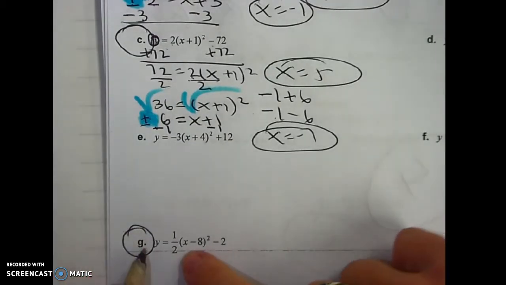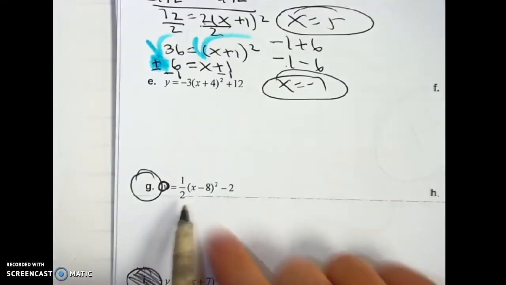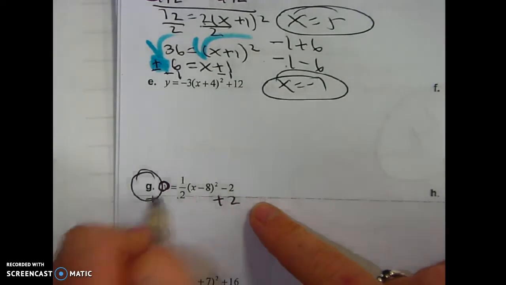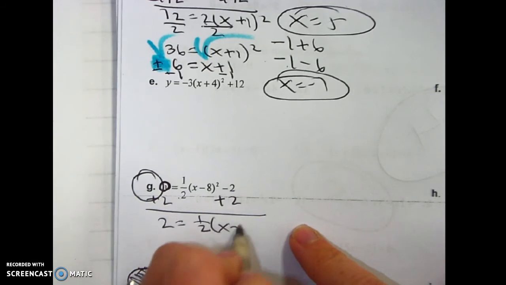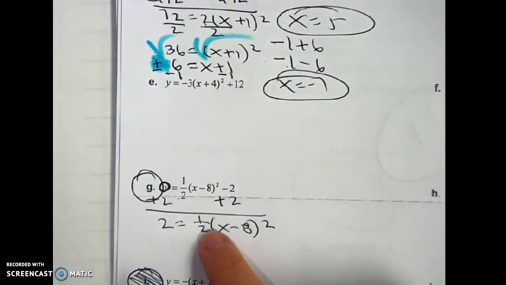Let's try letter G. First thing I'm going to do, make my y equals 0. I have two things on the outside. I have a fraction and this, but this is being subtracted. Do the opposite, which is adding. I get 2 equals 1/2 x minus 8 squared. I can't square root yet because I still have the 1/2.